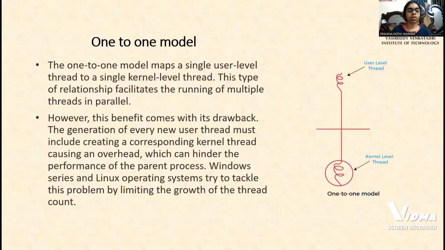One-to-one model. The one-to-one model maps a single user-level thread to a single kernel-level thread. This type of relationship facilitates the running of multiple threads in parallel. However, this benefit comes with a drawback. The generation of every new user thread must include creating a corresponding kernel thread, causing an overhead, which can hinder the performance of the parent process. Windows series and Linux operating system try to tackle this problem by limiting the growth of the thread count.